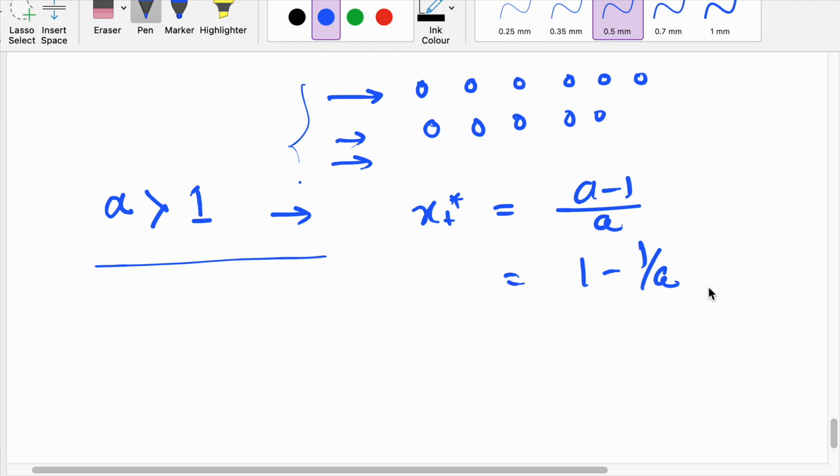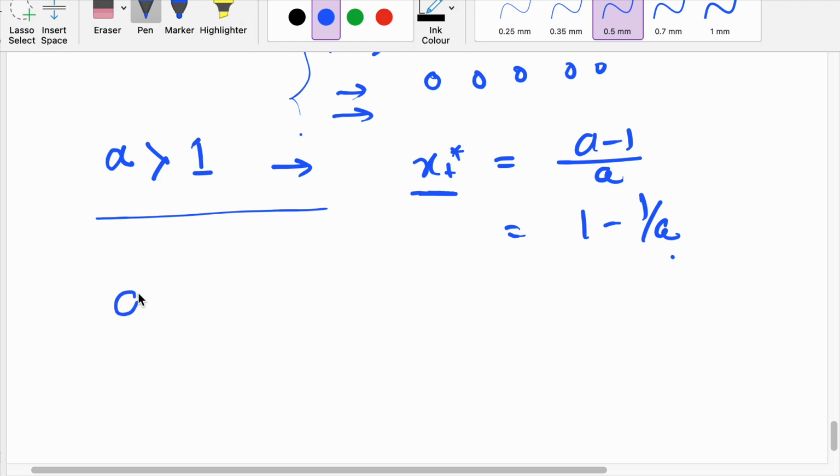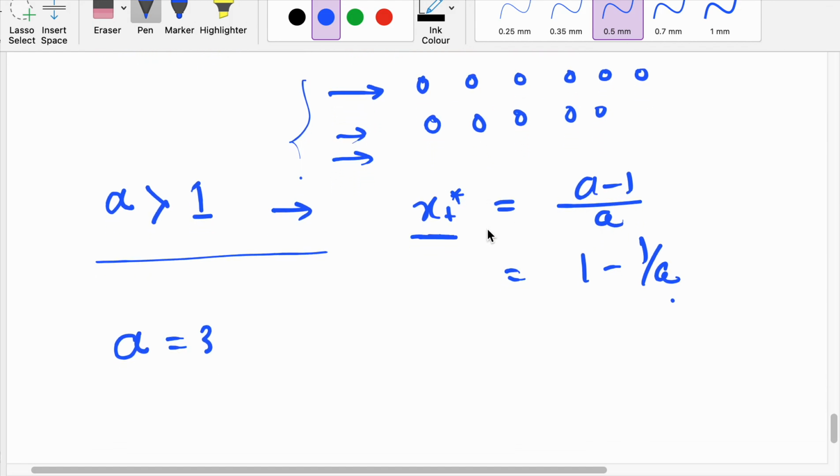So this means if I increase a, the xt star, this is called the abundance of that population, will increase. If I increase a, the abundance of the population will increase. But one thing will happen when we increase a: at a equal to 3, you will find that this point, x star equal to (a minus 1) by a, will become unstable.